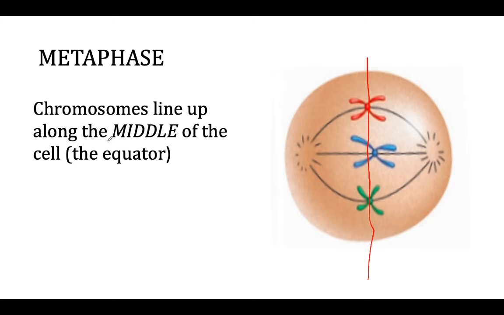Easy way for you to think about it: metaphase is M, middle is M. That's a key way for you to remember that in metaphase, all the chromosomes are lined up in the very, very middle.